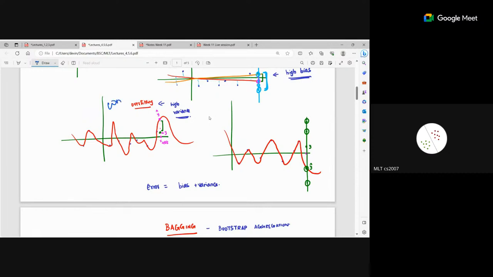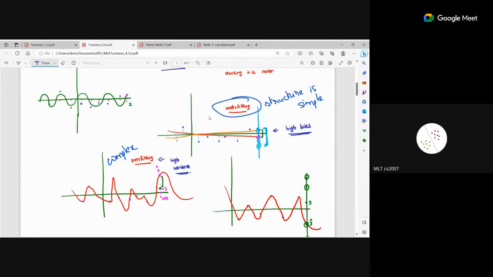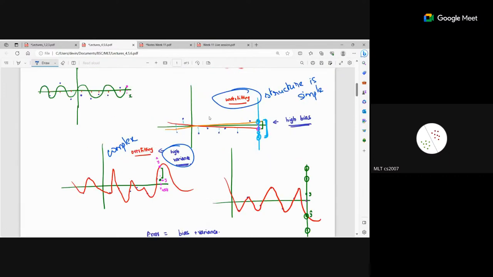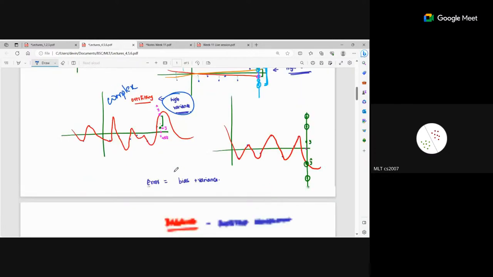Since you're trying to fit each and every point, the model you get is going to be very complex, and very sensitive to outliers. In this scenario, you're going to have very high variance because your model is going to vary much because of the noise. And in the underfitting scenario, you're going to have bias. This bias is because whatever model you're assuming, that structure is entirely too simple, and it is not the accurate structure we expect. So here you're going to have high bias, but when you do overfitting, you'll have high variance.